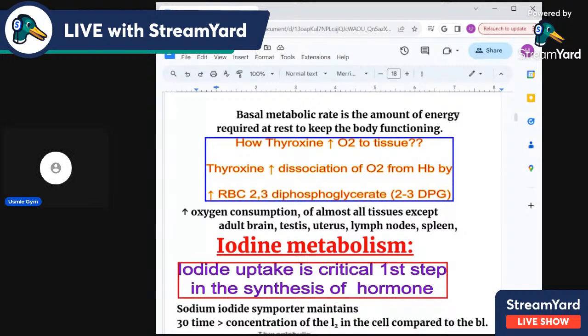Thyroxine increases the oxygen delivery to the tissues. How does it do that? It dissociates oxygen from hemoglobin. How? By increasing the 2,3-DPG, 2,3-diphosphoglycerate, that detaches oxygen from the hemoglobin. So it increases the oxygen consumption of all the tissues except which tissues? Except brain, uterus, testes, lymph nodes, and spleen.